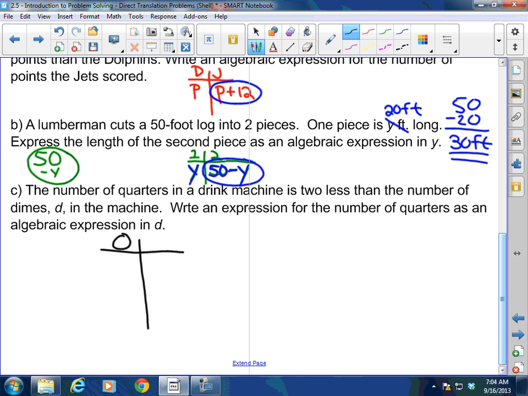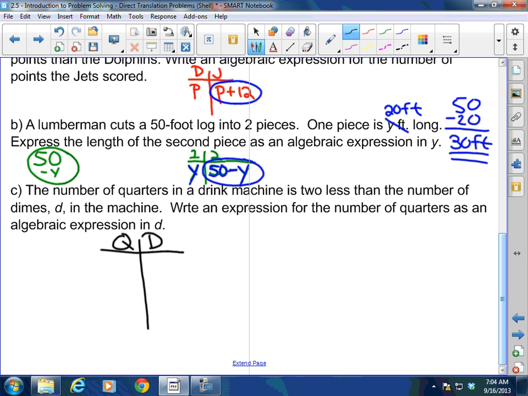We got quarters and dimes. The number of quarters in a drink machine is 2 less than the number of dimes, D. What do we know nothing about? Hopefully, you're thinking dimes. We don't know how many dimes there are. We know how many quarters there are. There's 2 less than the number of dimes, D.